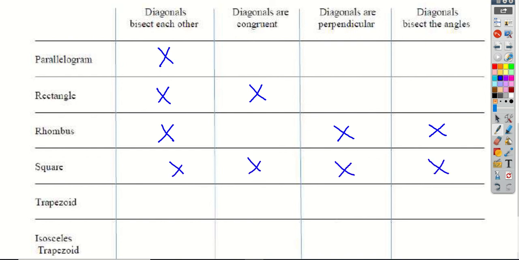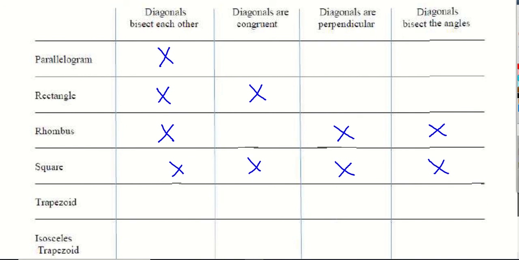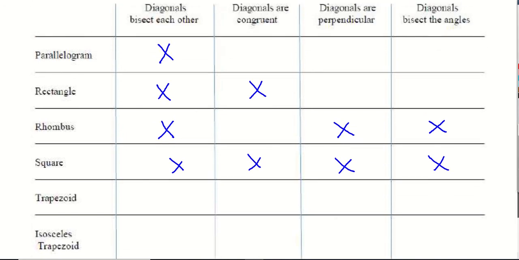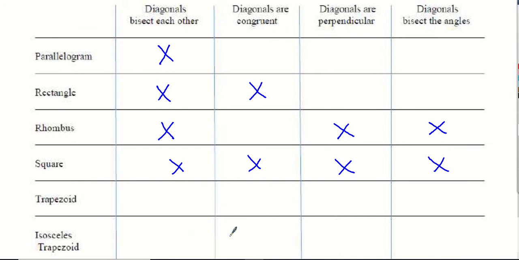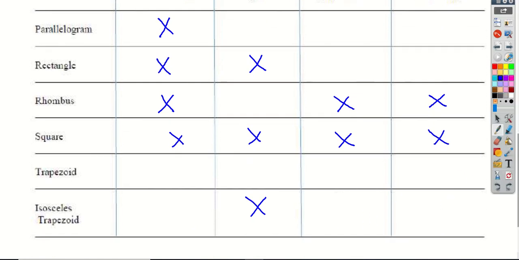Okay? A trapezoid, none of these get checked. It doesn't do any of those. The diagonals don't do anything special in a trapezoid, but in an isosceles trapezoid, not a parallelogram, so this is not true. They don't bisect. They are, however, congruent. They don't make 90 degrees and they don't bisect the angles. So this is your chart for the diagonals of our quadrilaterals.